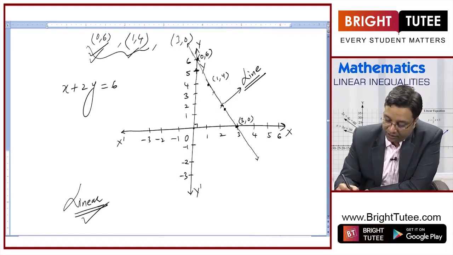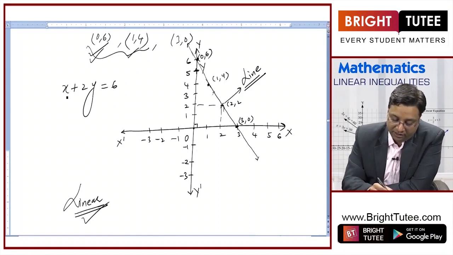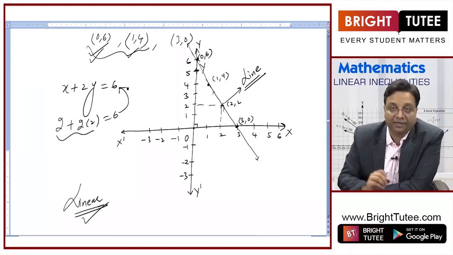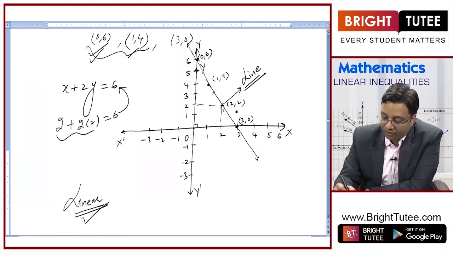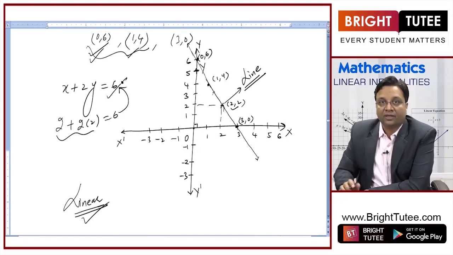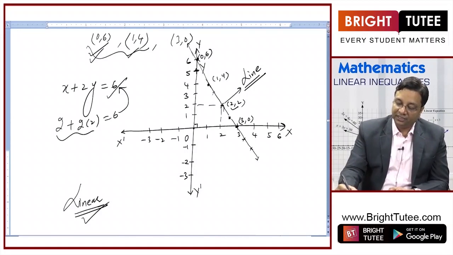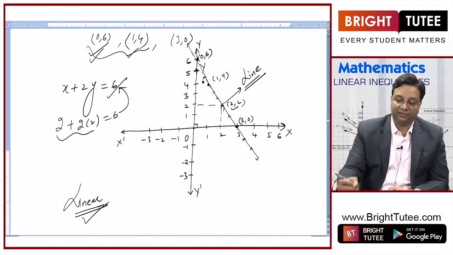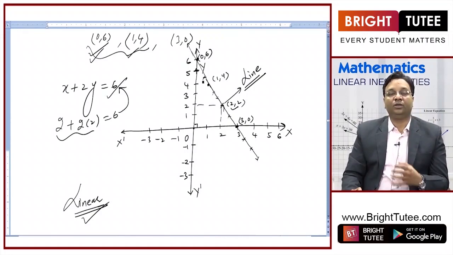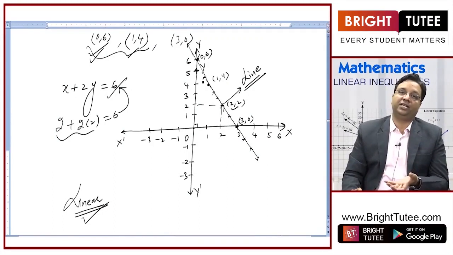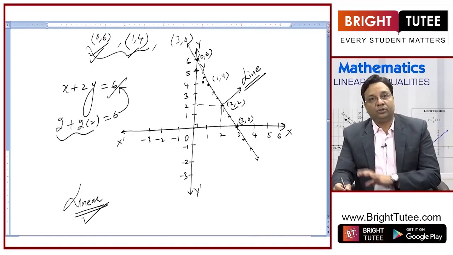Now look at this point here. This point is 2, 2, right? Let us see if it is a solution. If I put x equal to 2 and y equal to 2, this will give me 6, which is the right hand side. So yes, this point will also satisfy this equation. For that matter, every point on this line will satisfy the equation of this line, right? And how many points are there on this line? Infinite number of points. So infinite number of solutions.